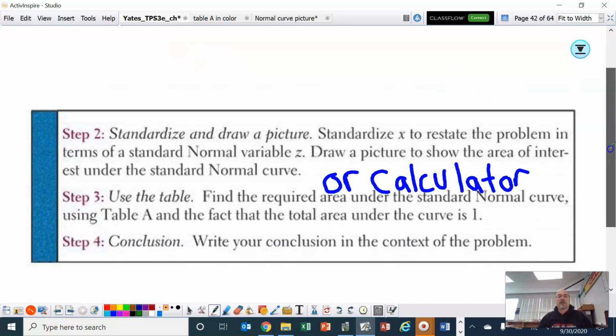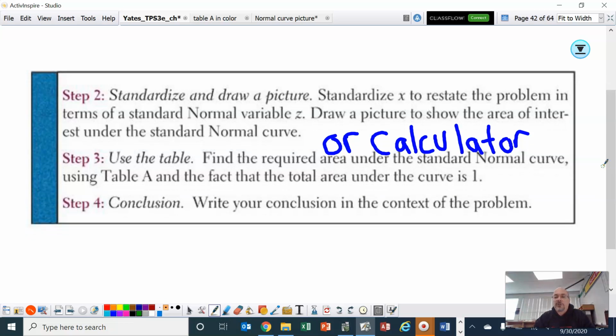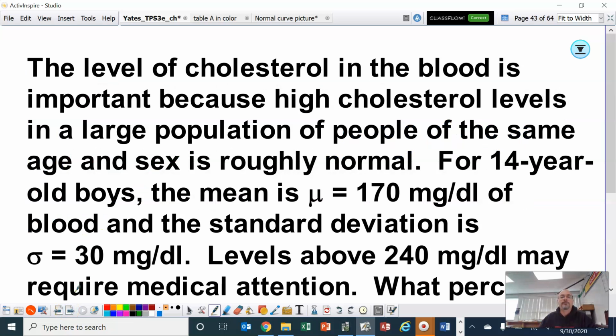Step 2, standardize and draw the picture. Standardize x to restate the problem in terms of the standard normal variable z. Draw a picture to show the area of interest under the normal curve. Step 3, use the table or calculator. Find the required area under the standard normal curve using the table or the calculator and the fact that the total area under the curve is 1. Step 4, write your conclusion. All right, moving on.